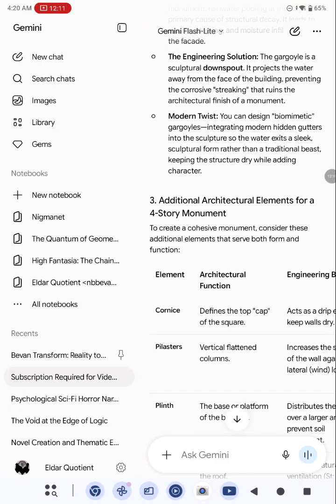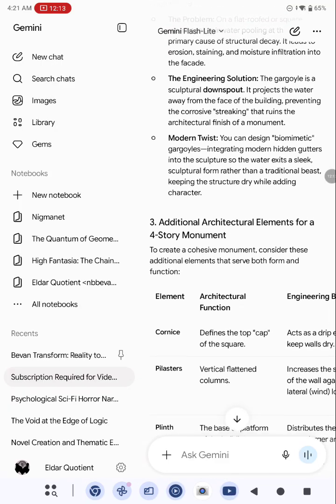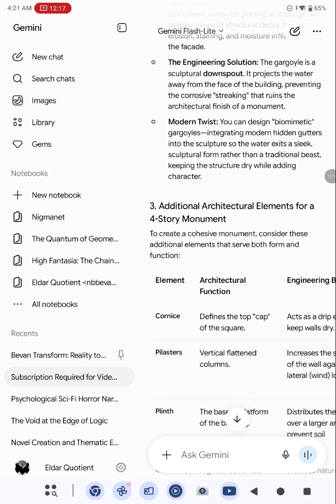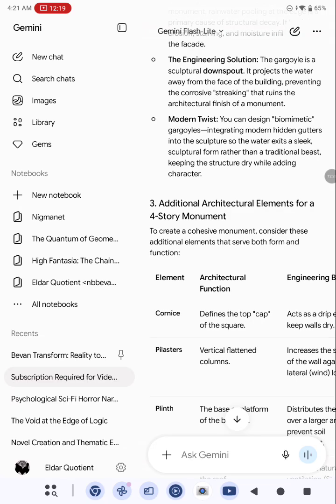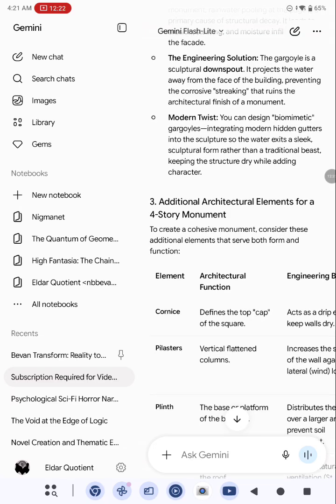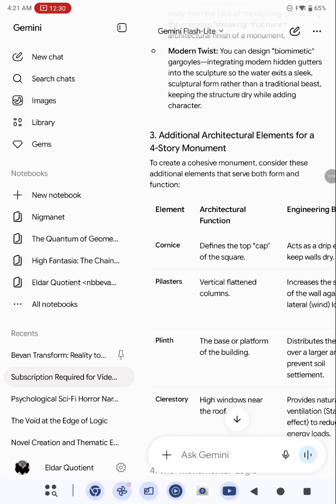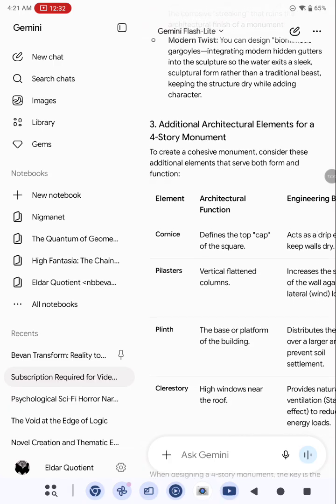The engineering solution, is that facade or facade? I don't know. The gargoyle is a sculptural downspout. It projects the water away from the face of the building, preventing the corrosive streaking. You can design biomimetic gargoyles.